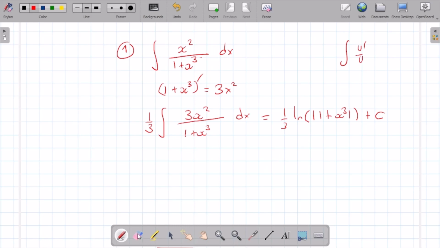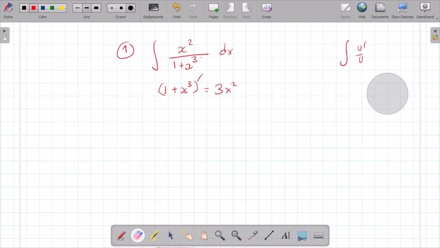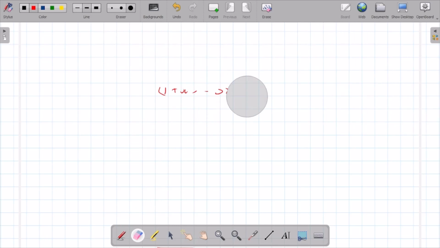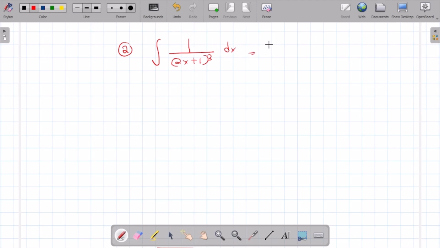Now we move to the second problem. We are done with this one, so I'm just going to erase this part. All right, now number 2. So we have the integral of the function 1 over 2x plus 1 to the power of 3. Now we are integrating this with respect to x again. Another way of seeing this function is this integral is equal to 2x plus 1 to the power minus 3 dx.